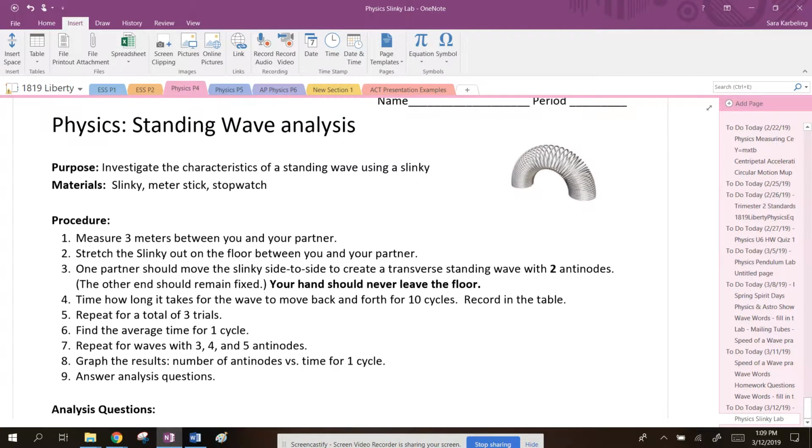When we were out in the hallway last week, we had that big long slinky. Do you remember? We're doing all different kinds of stuff. One of the things that I showed you was standing waves. Do you remember what that looked like? Do you have a recollection? It looked like it was standing still, right? So the wave was moving, but it wasn't moving.